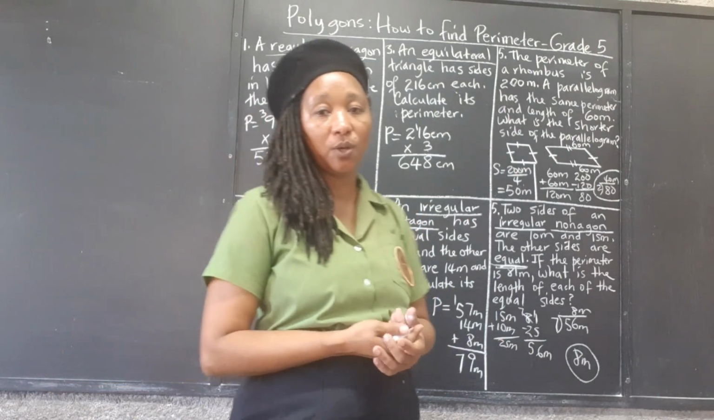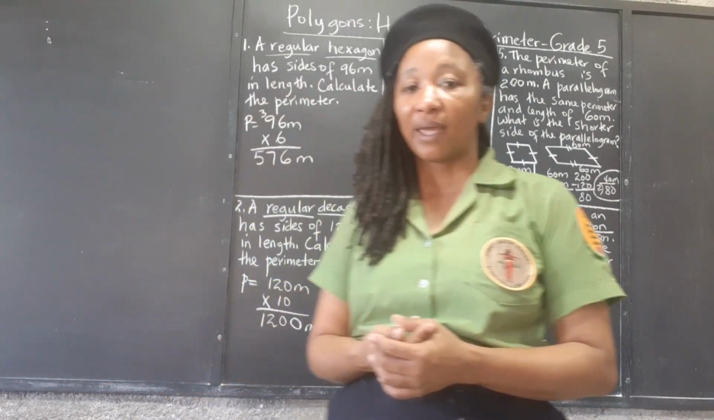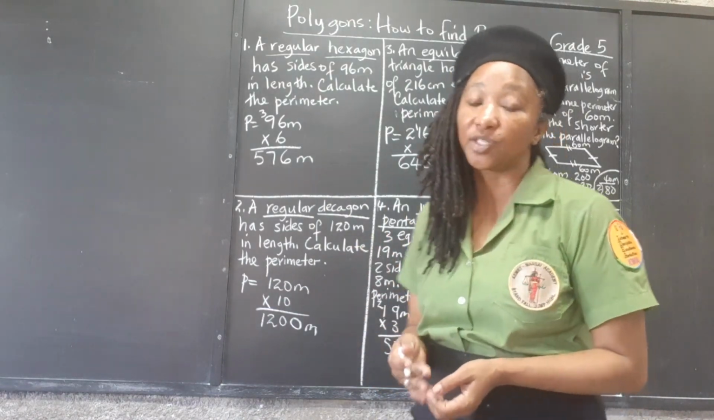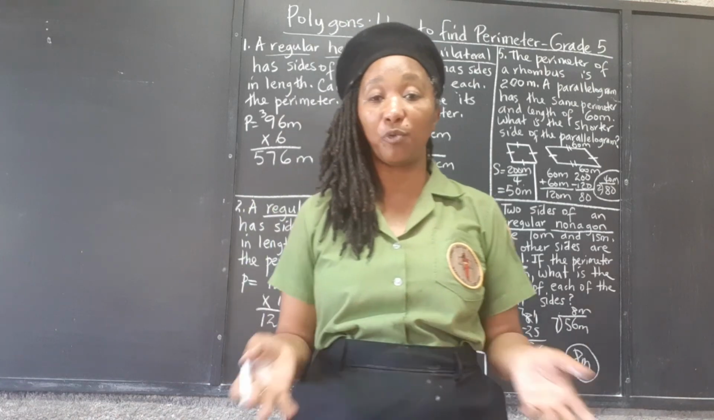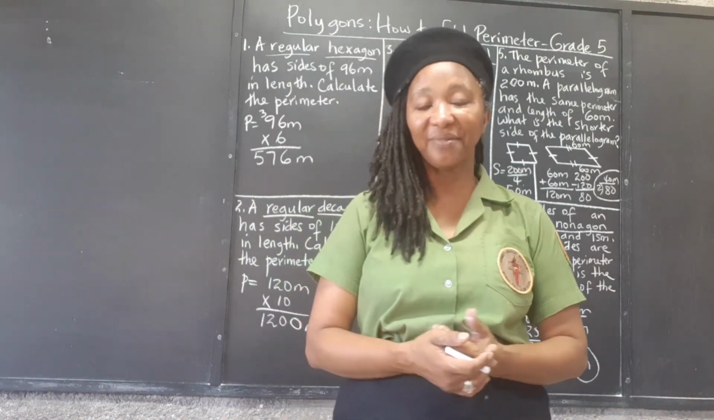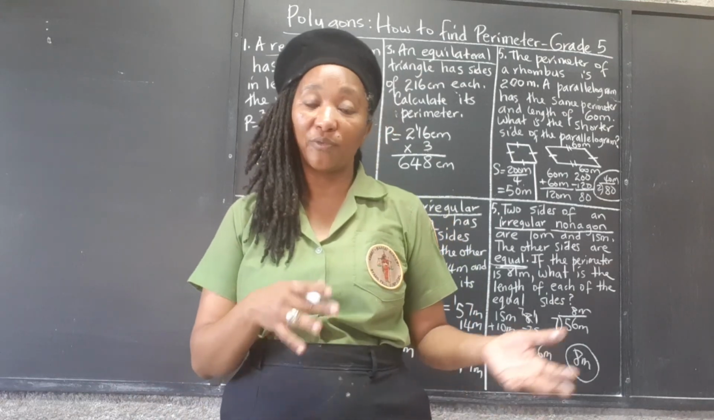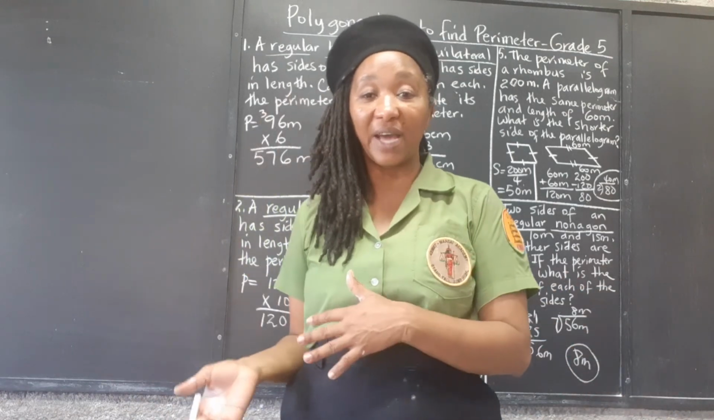Alright, so that's our look this morning at calculating the perimeter of polygons or finding the missing lengths if we know the perimeter. Okay, so we have to twist it up sometimes and work. If we know one, we can find the other.